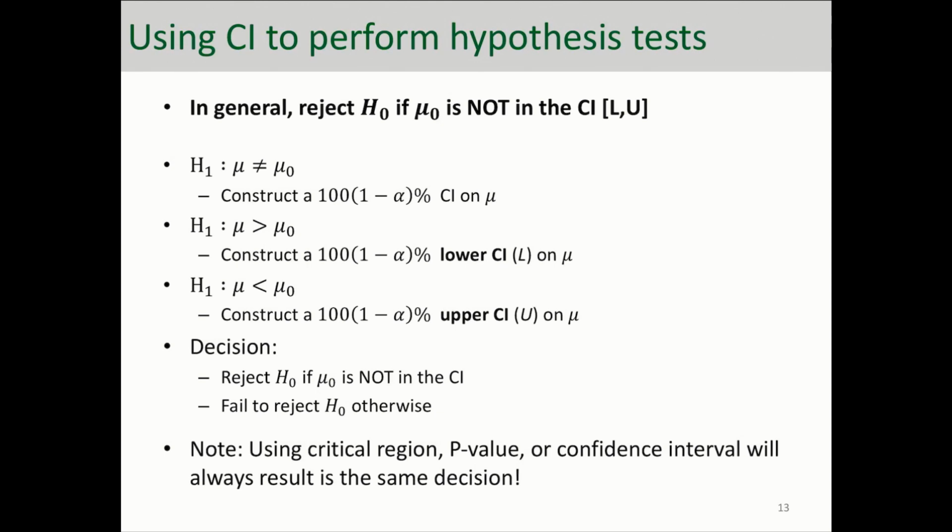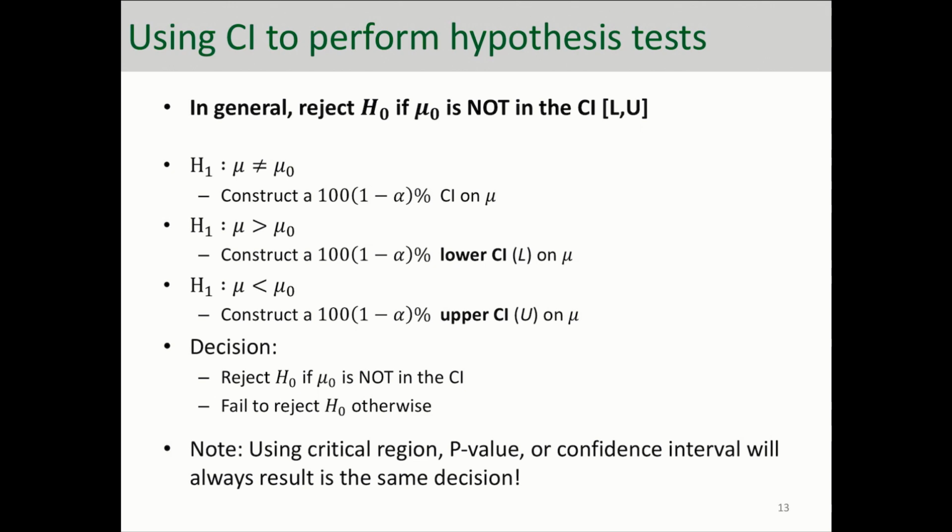Hello everyone. In this video we're going to talk about how to make conclusions on hypothesis tests using confidence interval. In general, once you form your confidence interval with a lower limit and upper limit, you would reject your null hypothesis if the hypothesized population mean in your test is not in the confidence interval.